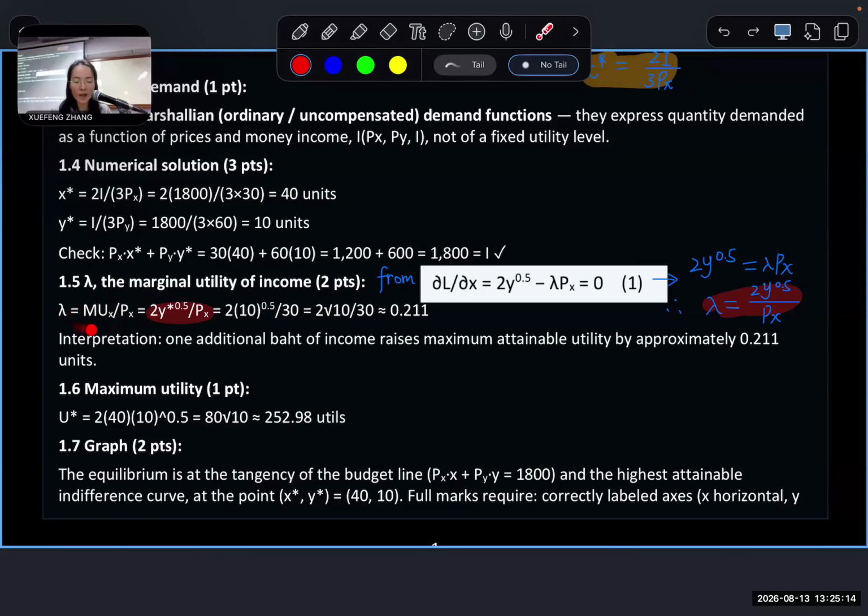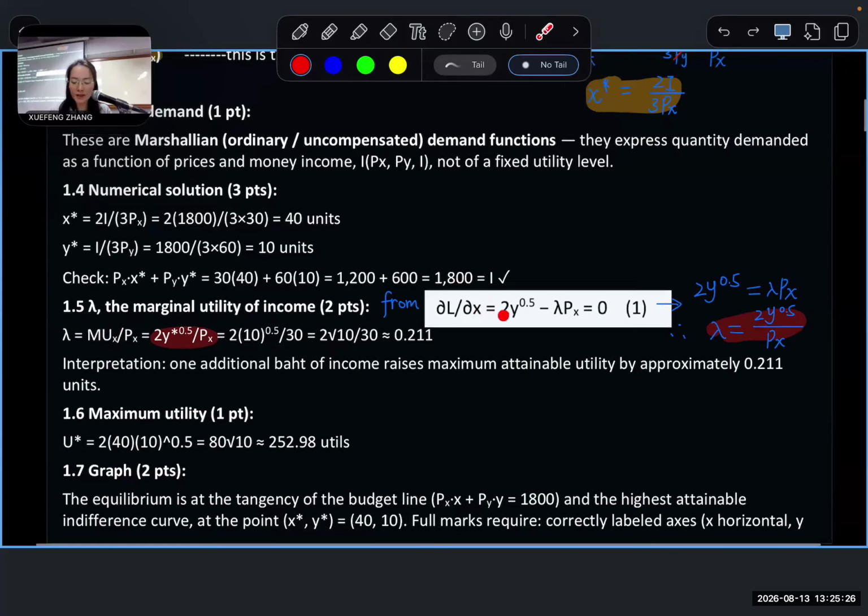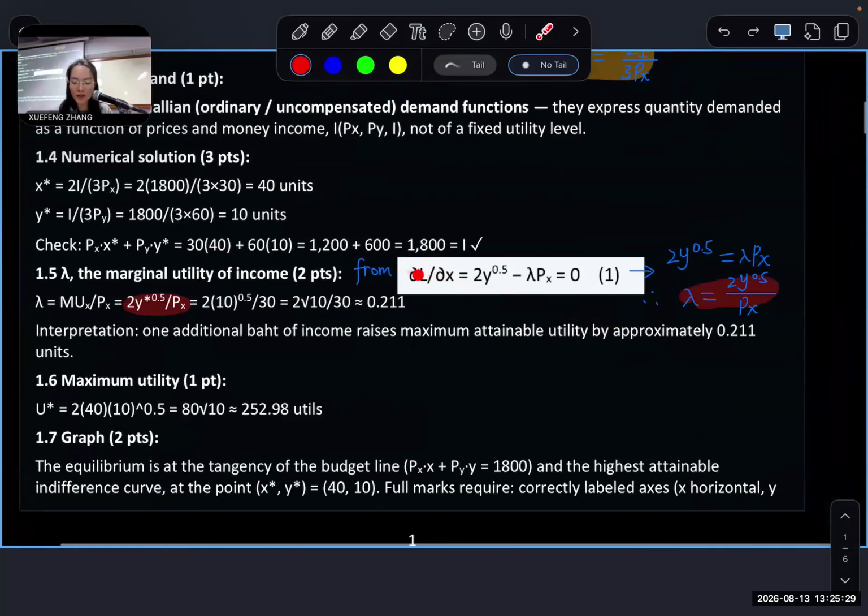And 1.5, what is the marginal utility of income? So basically, what is lambda? Okay, you can use marginal utility from X over Px, or you can use our first equation, partial L over partial X equal to Y power half minus lambda Px equals 0, right? You rearrange, you get lambda equal to Y power half over Px. You just plug in numbers.